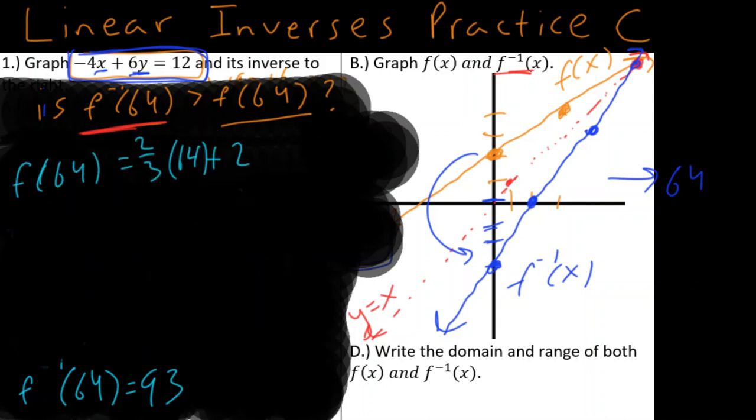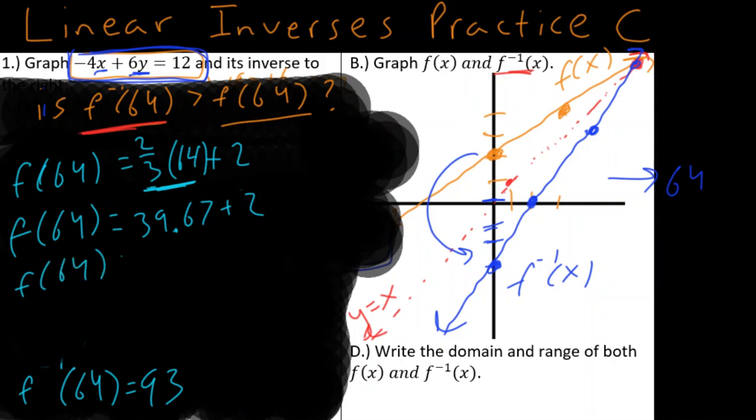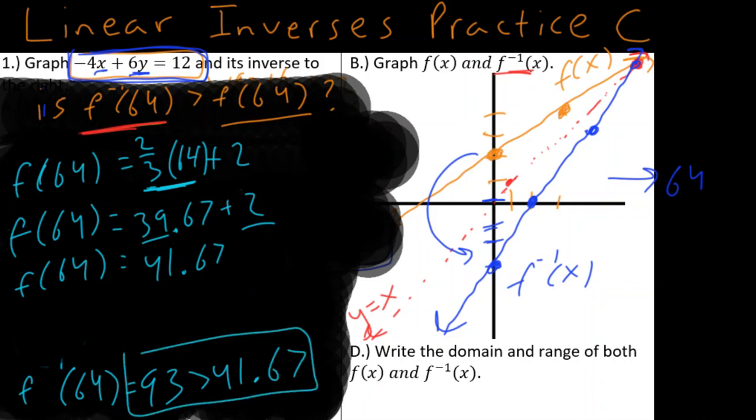Okay, so let's go ahead and evaluate f of 64. I would use your calculator for this, 2/3 times 64, because it's going to be a decimal. That's going to roughly give you 39.67 plus 2. Now from this point we can add those two things together. We know that 39 plus 2, we can do that when we're just adding. Doesn't work for subtraction with a decimal, but that will be 41.67. And now we can say, hey, is 93 greater than 41.67? And notice, yeah, that's definitely true.